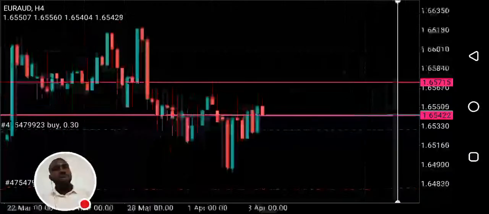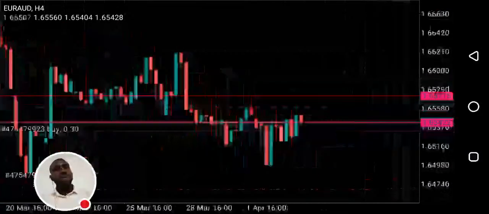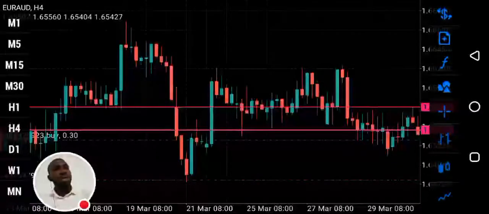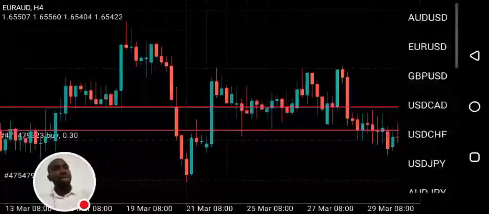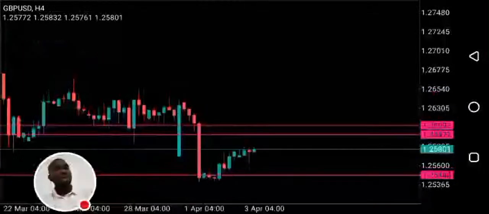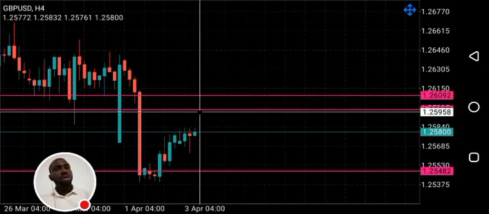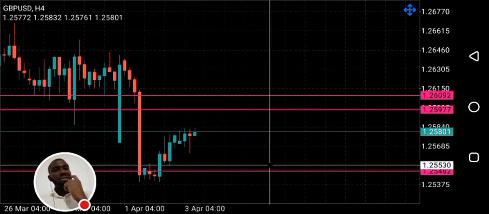I said GBP USD is bearish. No, it's bullish at the moment, okay? But long term, my bias on GBP USD today is bearish. I'm considering selling GBP USD, but I want to see price get to this level, this zone, before I go bearish on GBP USD.